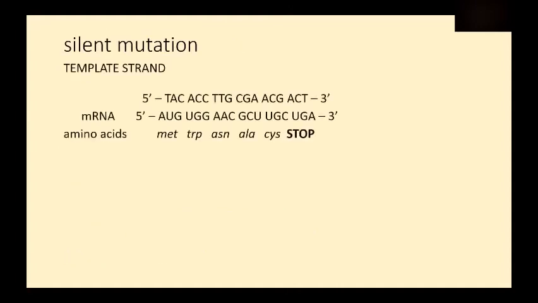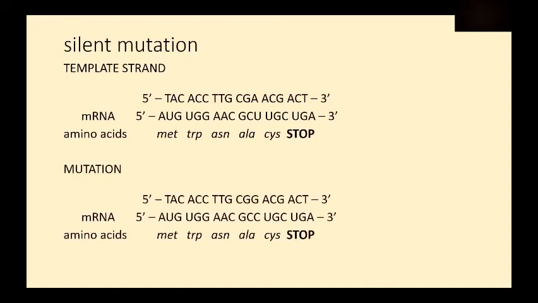Next is a silent mutation. A silent mutation sees a change in a base pair, but the coded amino acid is still the same. Here, GCU turns into GCC, but they both code for alanine. This mutation is from A to G. This is from one purine to another purine, making it a transition.